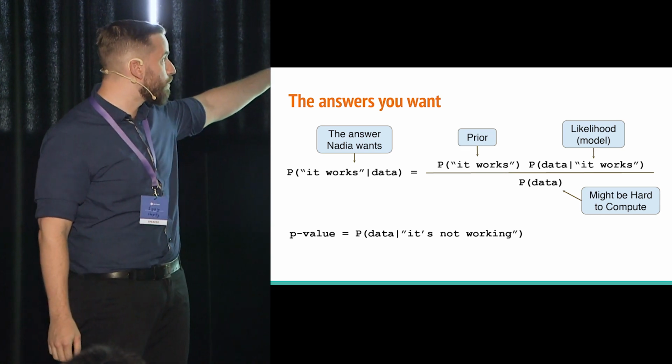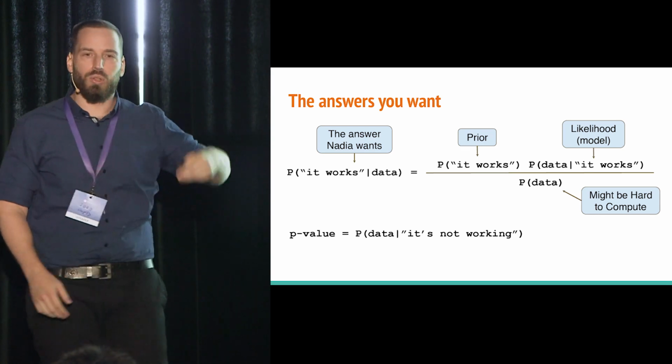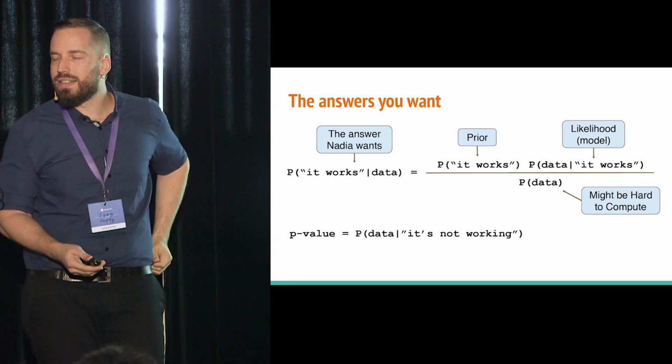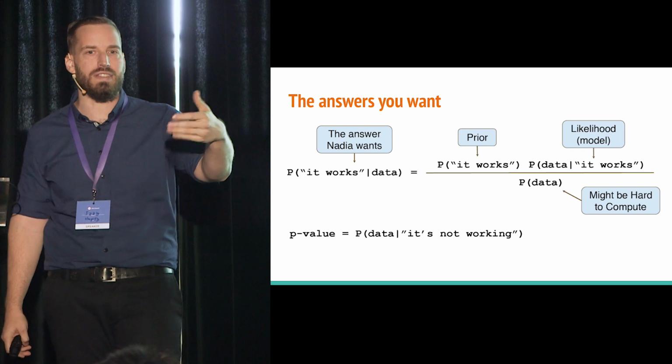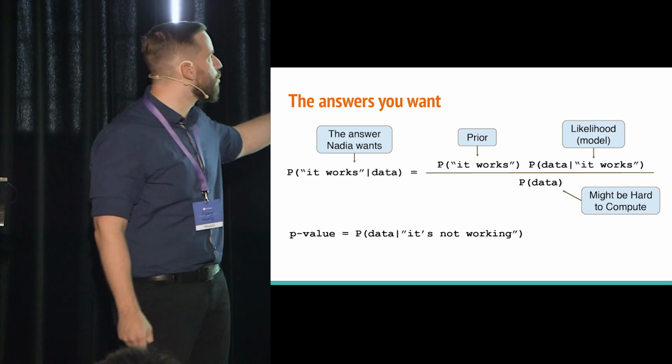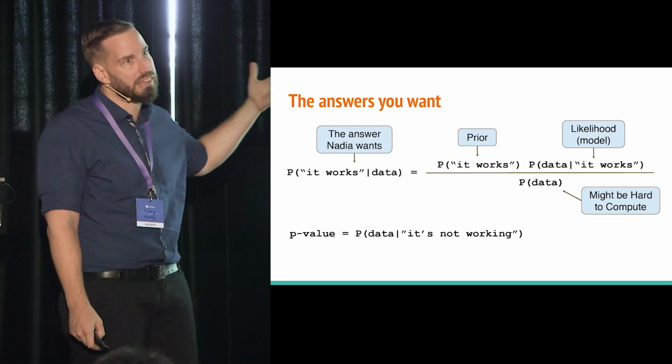This is what Nadia actually wants to know. Nadia wants to know, it's called the posterior distribution, or again, the probability that something is working, or where we think the KPI is now, having seen the data. It's called the posterior distribution. This is actually the answer Nadia wants, or Nadia needs.